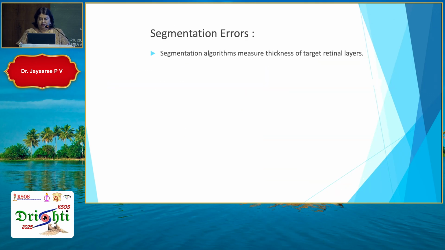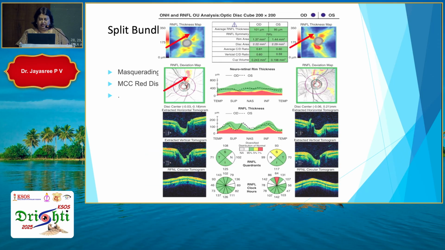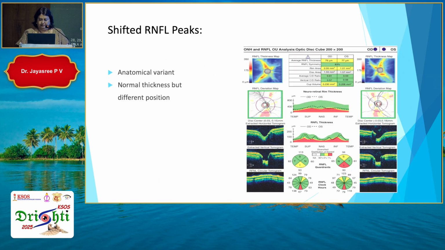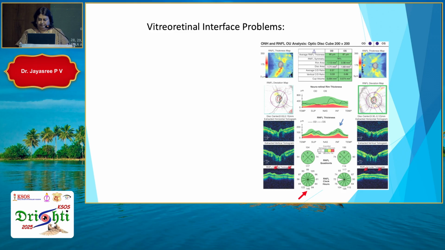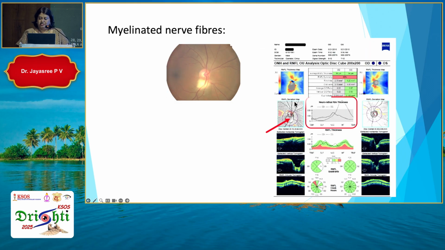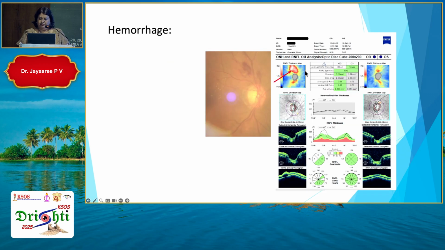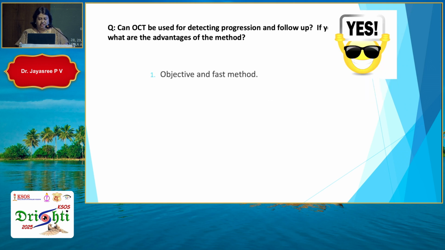Cataract leads to gross RNFL thickening. So these are examples of red disease. Abnormalities, media opacities. Here there is a Weiss ring that is producing black spots which cannot be used. This is a myelinated nerve fiber. The calculation circle is wrongly placed here. Hemorrhage is seen as a red area, which is a thickened area. So we cannot use them interchangeably.